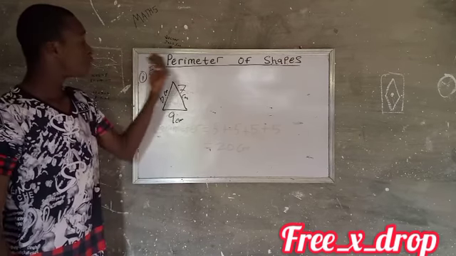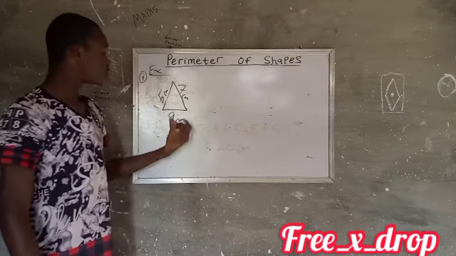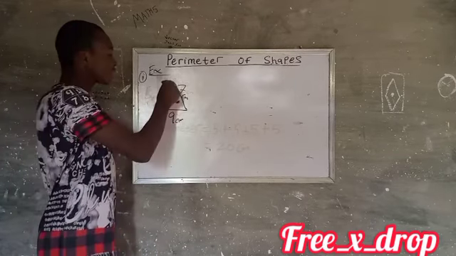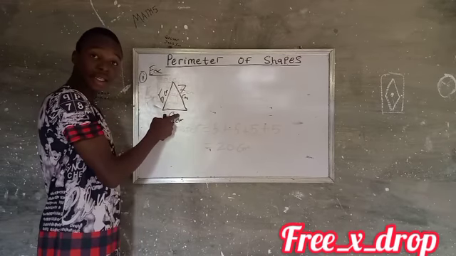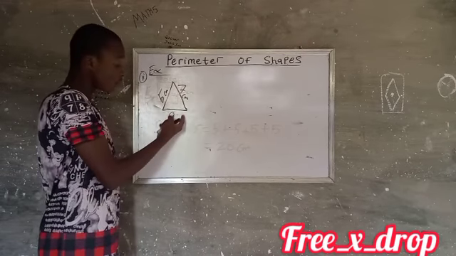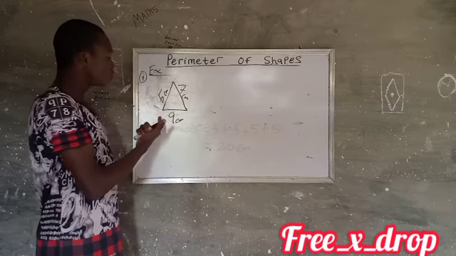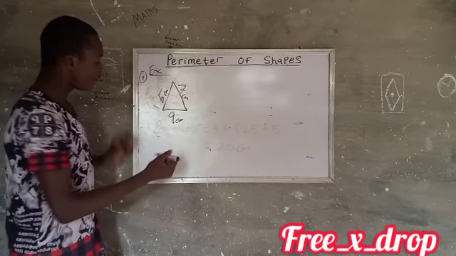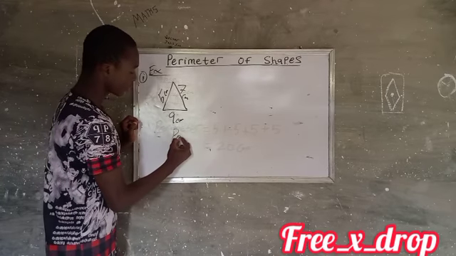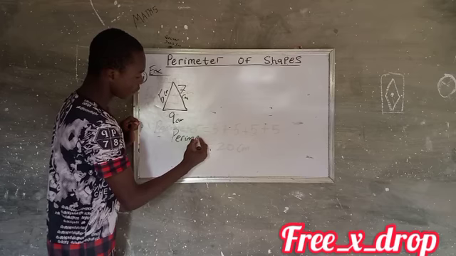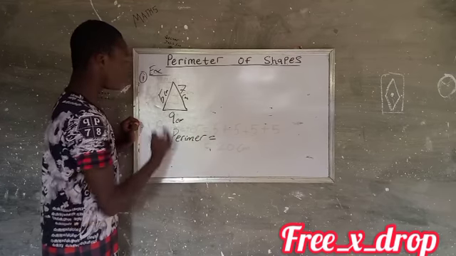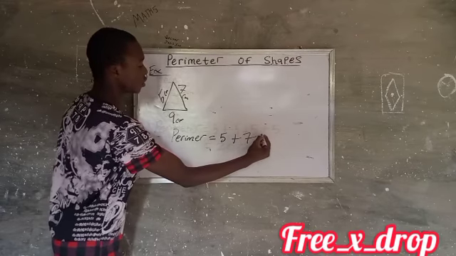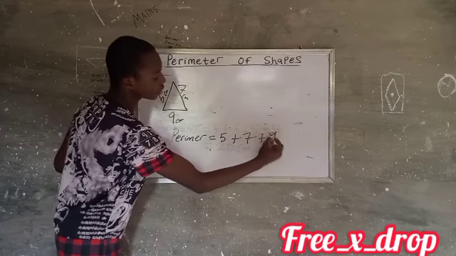As easy as that, the perimeter of the shape is to sum up all the external sides of the shape. How many external sides can you see? 3. 1, 2, 3. And they gave you the values of all 3 sides. So what do you do? You simply sum up this side, this side, and this side. So you have perimeter is equal to 5 plus 7 plus 9.